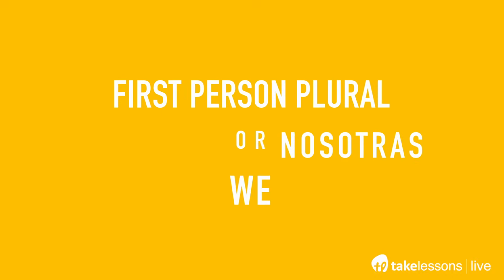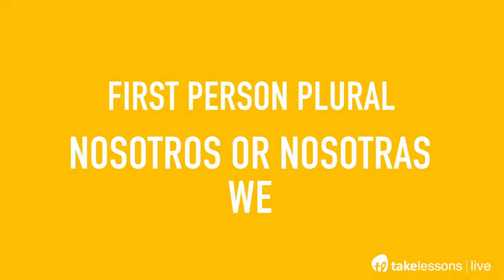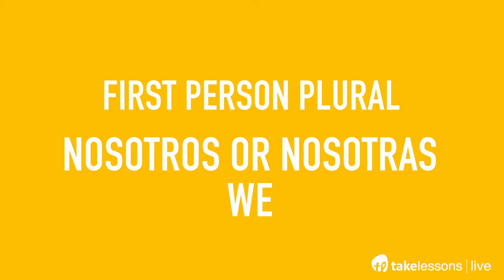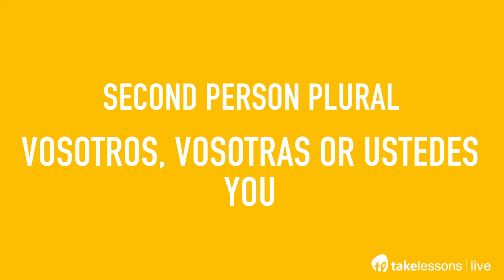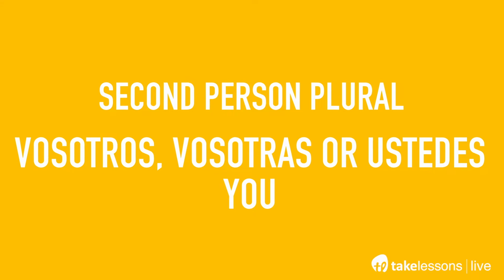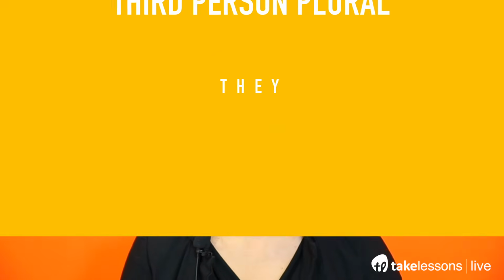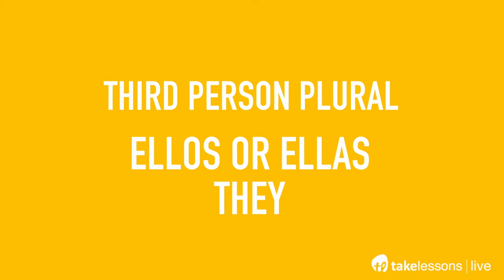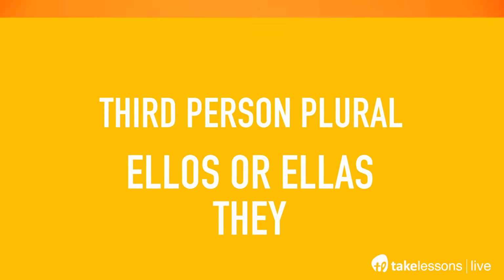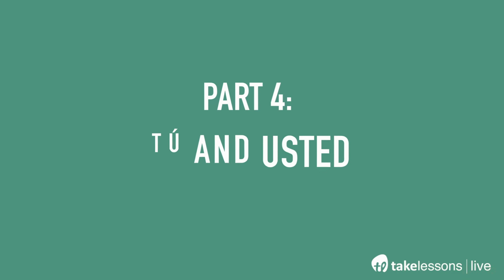Pronouns have number, meaning they can be singular or plural. For first person plural, we say nosotros or nosotras, we. For second person plural, we say vosotros, vosotras o ustedes, you guys. For third person plural, we say ellos or ellas, they.